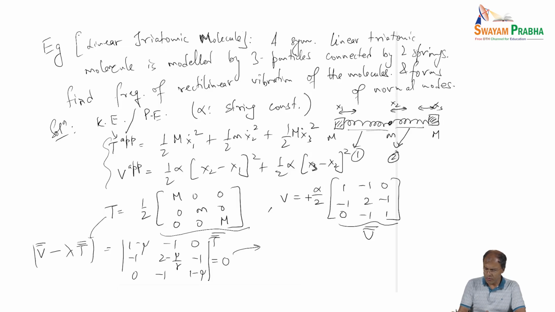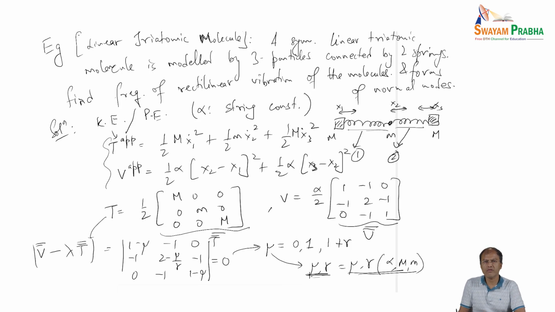Again, our mu is related to these constants. We can solve this determinant equation. We see that the eigenvalues are 0, 1 and 1 plus gamma, where mu and gamma are functions of these constants alpha and small m. So listeners can go home and check all these constants. They will come out to be functions of these previous constants alpha, capital M and small m, and these are my eigenvalues. Interestingly, there is one eigenvalue which is 0.